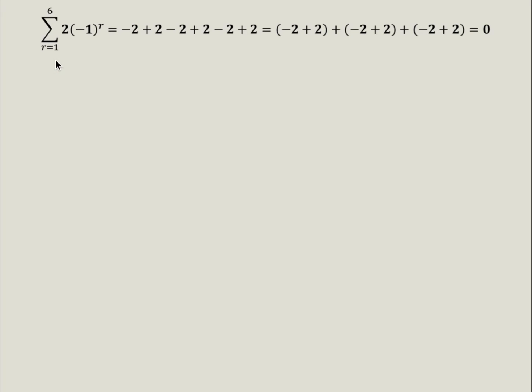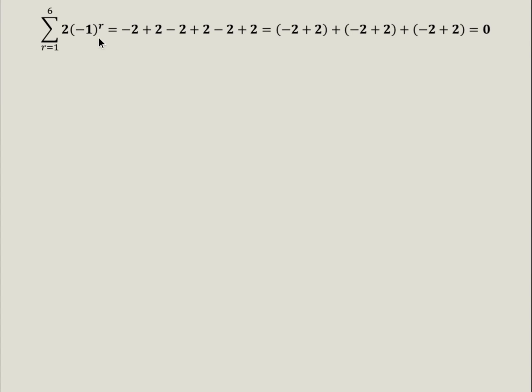We proceed with an example, summation from r equals 1 to 6 of 2 into negative 1 to the power r. So you can generate the terms. When r equals 1, you have 2 into negative 1 raised to the power 1, which gives negative 2. When r equals 2, you have 2 into negative 1 to the power 2, and negative 1 raised to the power 2 gives 1. 1 times 2 will give 2 as the second term.